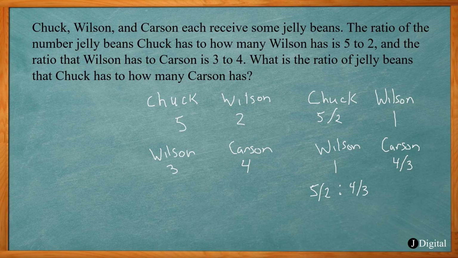Now I don't want to leave my ratio in fractions, so I'm going to multiply by a common denominator, 2 and 3, so it's going to be times 6. Alright, so 6 divided by 2 is 3, 3 times 5 is 15. And over here, 6 divided by 3 is 2, 2 times 4 is 8. So the ratio between Chuck and Carson will be 15 to 8.